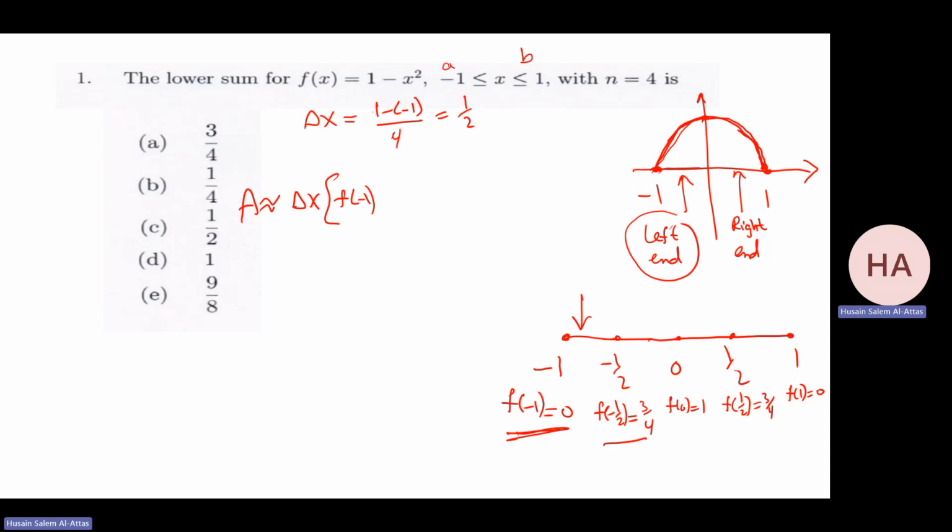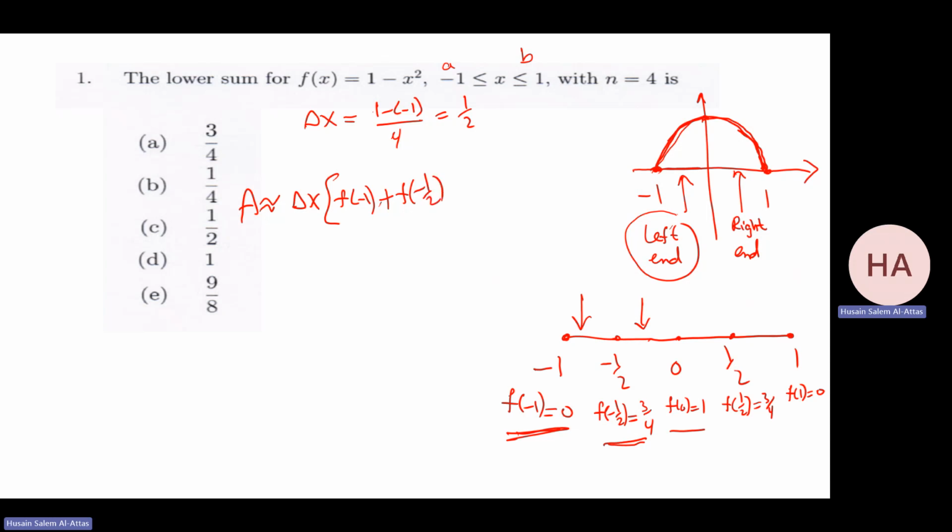Okay, this is the first interval. Now if I am in the second interval, this is 3 over 4 and this is 1. What is lower? What is the smallest? Which is smaller? 3 over 4. So it will be plus f of minus half.